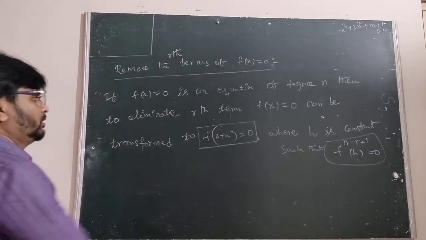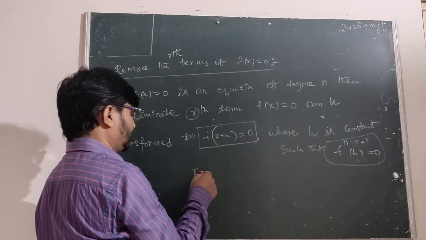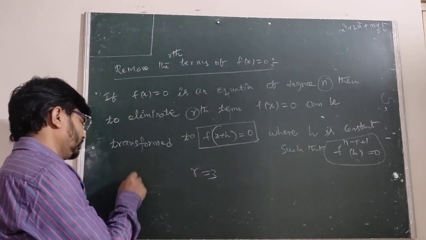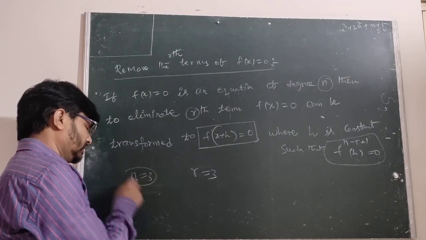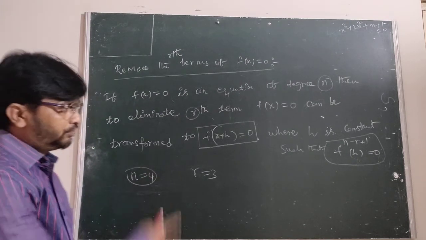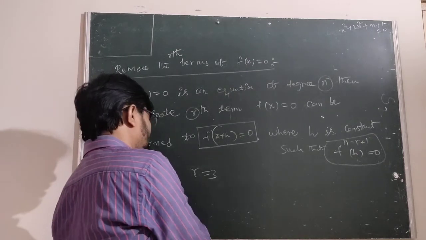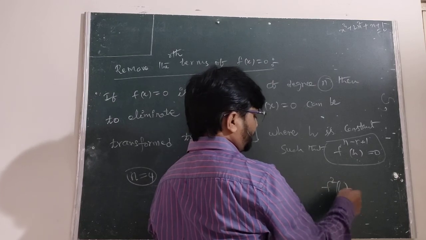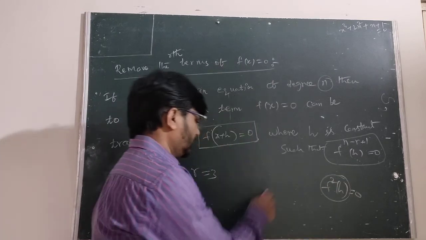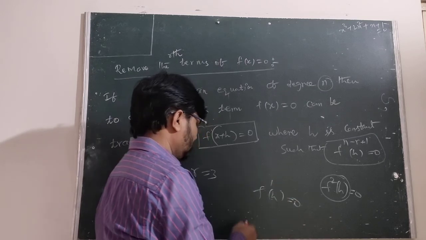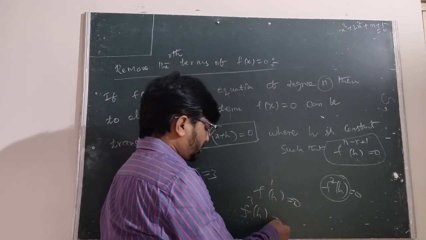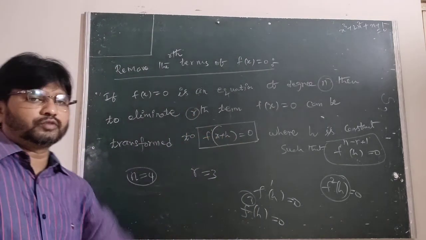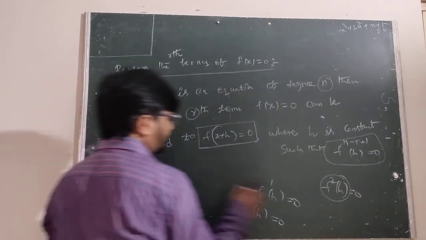So suppose we want to remove the third term, that is r equal to 3, where n is the degree of the polynomial. Suppose n is the degree, that is 4. So then you can write, suppose n is 4, r is 3. 4 minus 3, 1 plus 1, that is f2 of h. That means second derivative of h. F dash of h means first derivative of h. f3 of h means third derivative of h. So then you can write f of x plus h equal to 0 is our transformed equation.